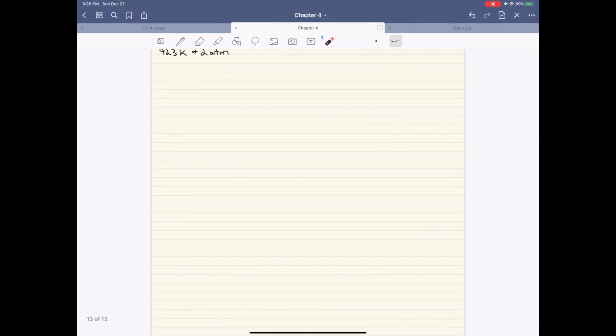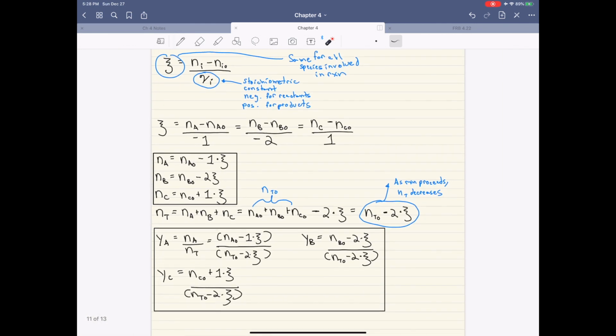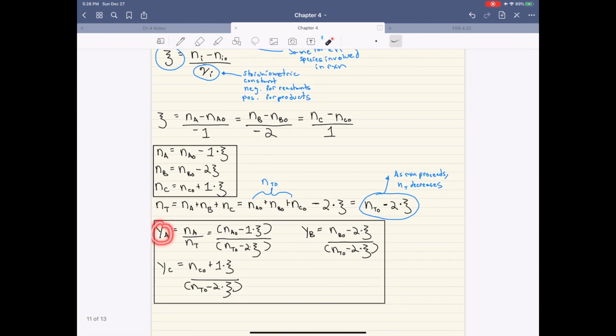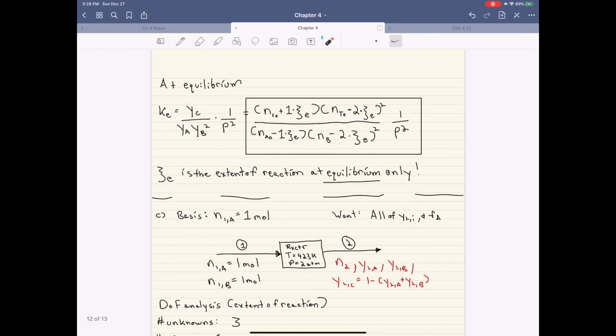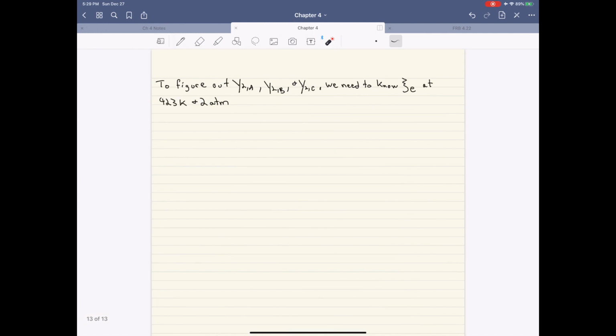Just to emphasize, we want these things. And in part B, we figured out how these things are related to the extent of reaction. So we need to figure out the extent of reaction at equilibrium, which in part B we were also told comes from here. Here's the relationship we need to use. But first, in order to solve for ξ_E, we need a value of our equilibrium constant, our K sub E.